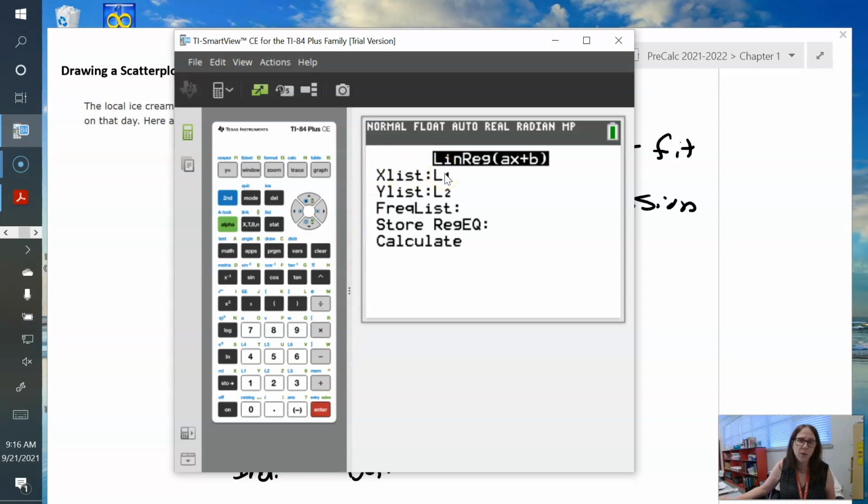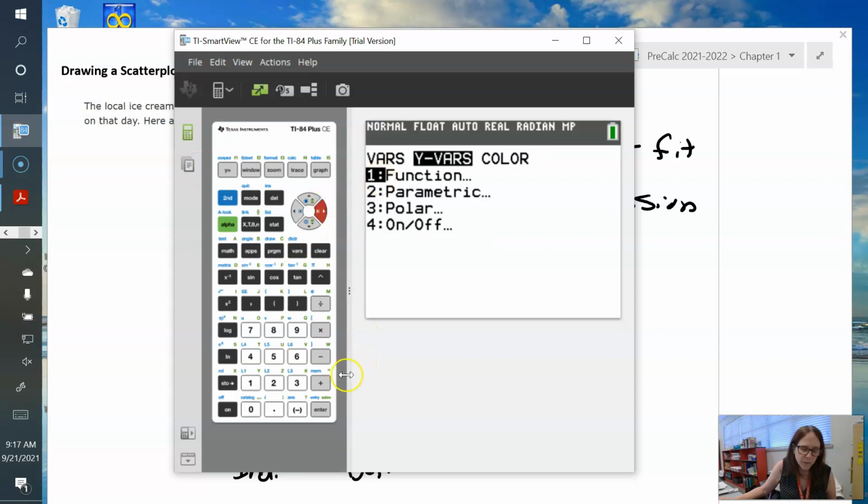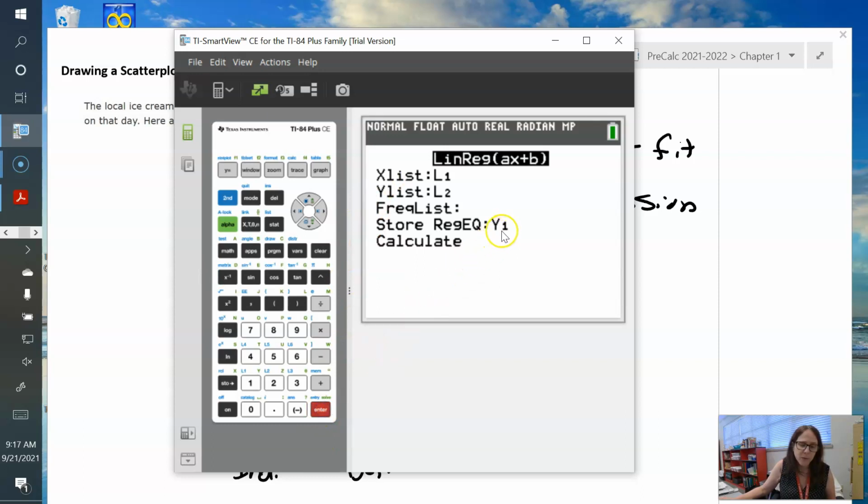My x list should be L1 because that's where I put my x coordinates. My y list is L2. I'm going to leave FreqList alone. I'm going to come over here to Store RegEQ, which is where I store the equation for the regression. I want to put that in Y1, so when I graph, it'll graph that one. To do that, I'm going to go to Vars, arrow over to Y-Vars, first one is Function, and I'm going to select Y1. So that put the Y1 in here.